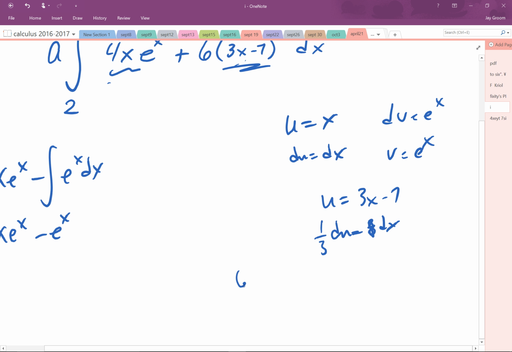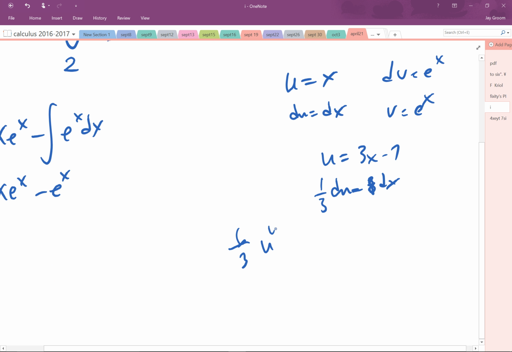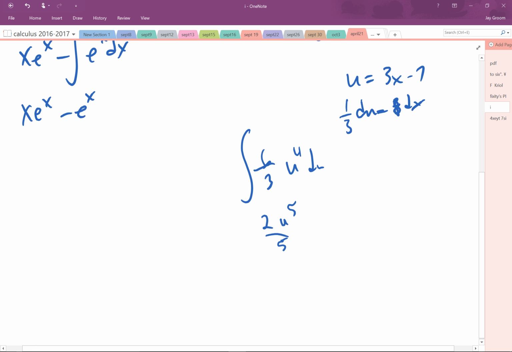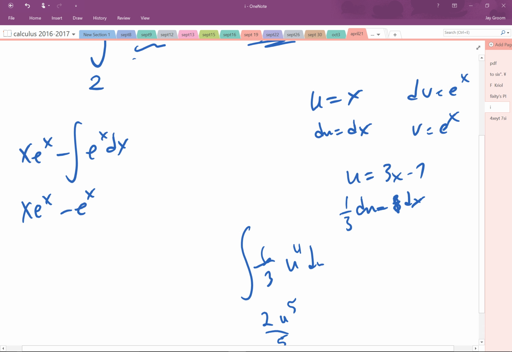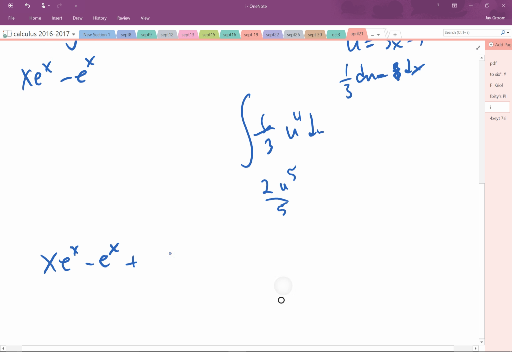So I have 6 over 3, right? Because I have a third of a u to the fourth du. So that's 2. That's u to the fifth over 5. So I have this portion of the problem over here. Plus, is it plus or minus? Plus 2/5.